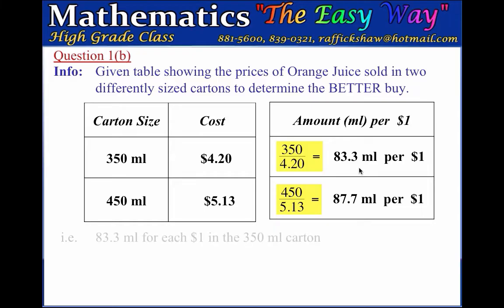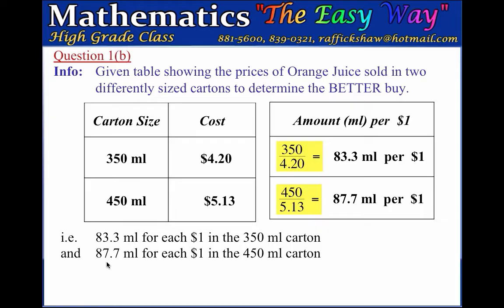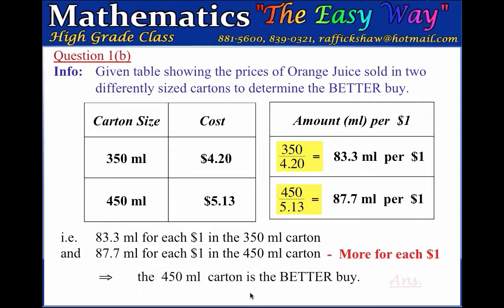So as a summary, to give the explanation, what we are saying is that we are getting 83.3 milliliters for each $1 in the 350 milliliters carton, while we are getting 87.7 milliliters for each $1 in the 450 milliliters carton. And so that concludes that we are getting more juice for each dollar in the 450 milliliters carton, and therefore the 450 milliliters carton would be the better buy. We are getting more juice for your dollar.